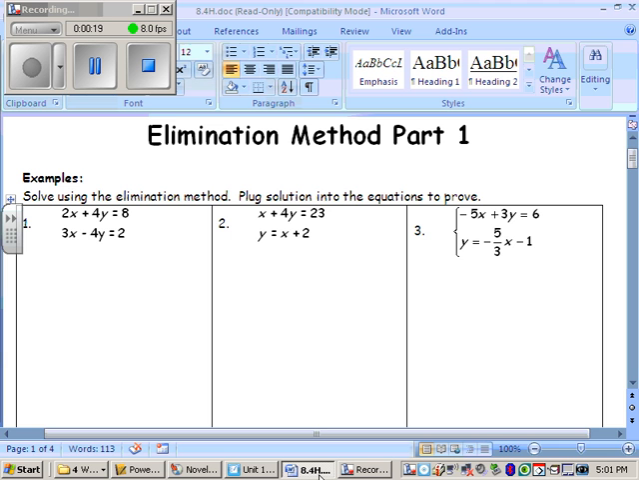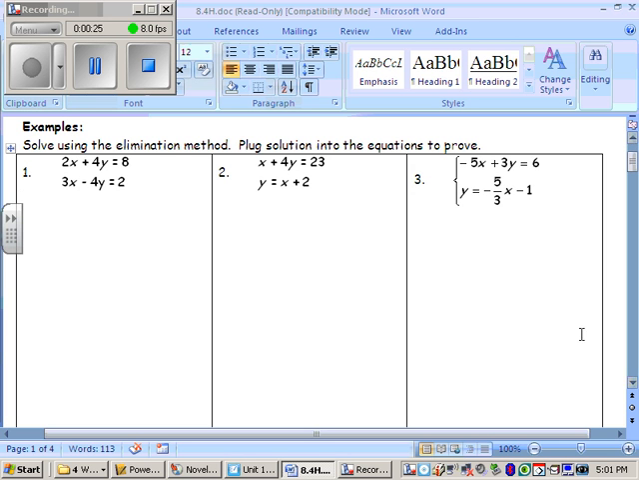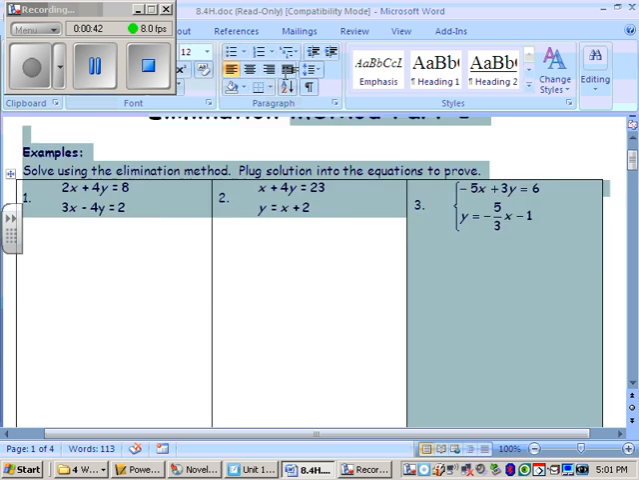Elimination method part 1. In this lesson, we're going to solve a system of equations using the elimination method. You should have already learned how to solve a system using graphing as well as the substitution method. So this is simply a third method that can be used that many find easier depending on the format of the equations given. So let's take a look at example 1.